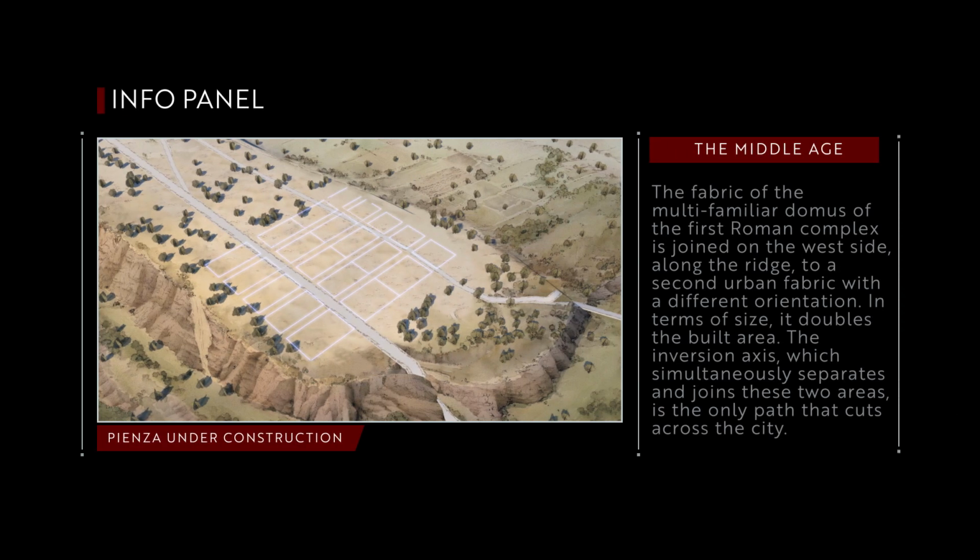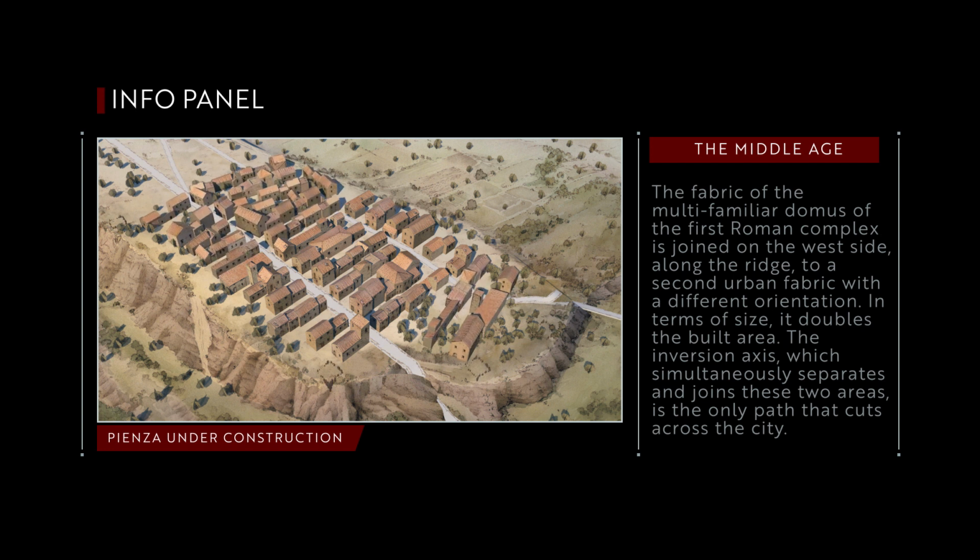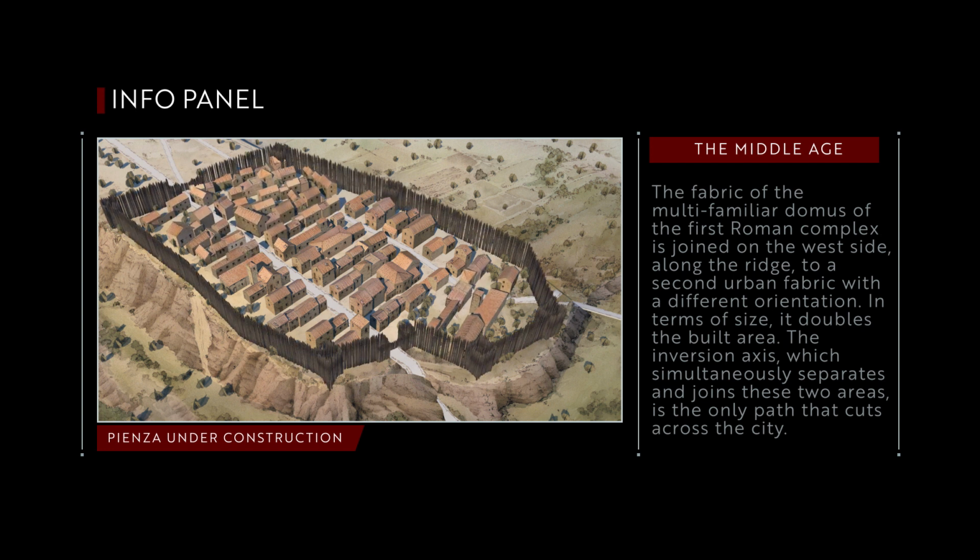The fabric of the multifamiliar domus of the first Roman complex is joined on the west side, along the ridge, to a second urban fabric with a different orientation. In terms of size, it doubles the built area. The inversion axis, which simultaneously separates and joins these two areas, is the only path that cuts across the future Pienza. The new complex is now surrounded by a wooden palisade to defend the inhabitants.